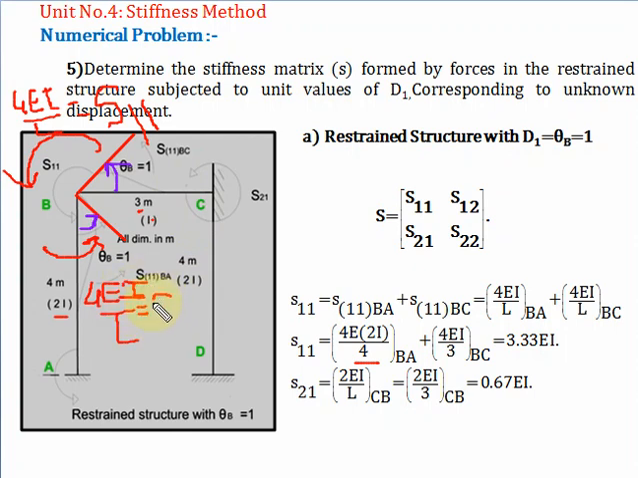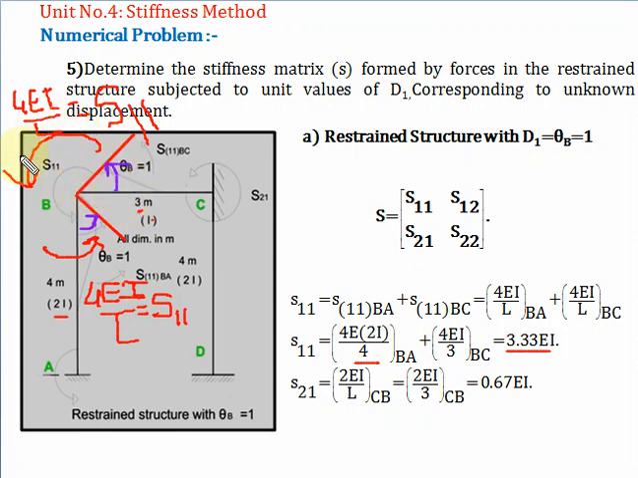So what is the unknown number? Theta B is our first unknown, where the unit rotation is applied at theta B. So S11 will be the addition of these two values, that is BA and BC. So what value are you getting? 3.33 EI.